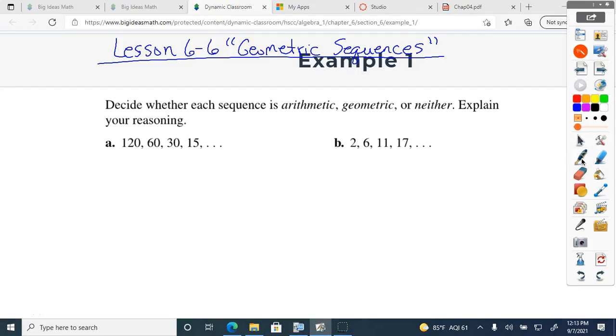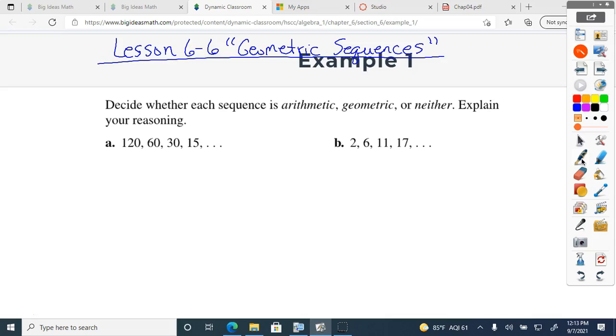It's pretty simple. Decide whether each sequence is arithmetic, geometric, or neither. Explain your reasoning. So before we do these, let's talk about it. What's arithmetic mean? Do y'all have any idea what an arithmetic sequence is? It adds or subtracts to get the next number, okay? Geometric is multiplying or dividing to get the next number, okay?